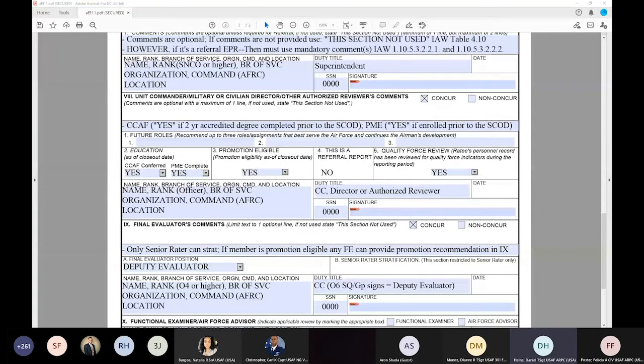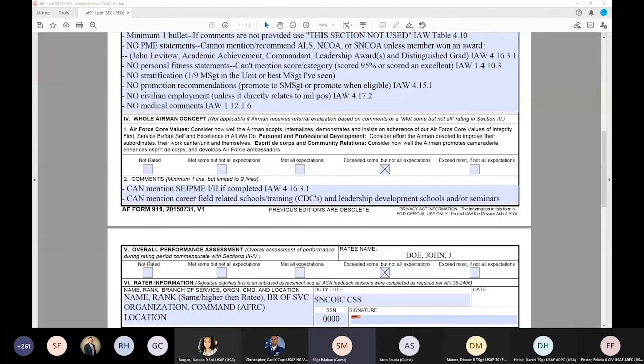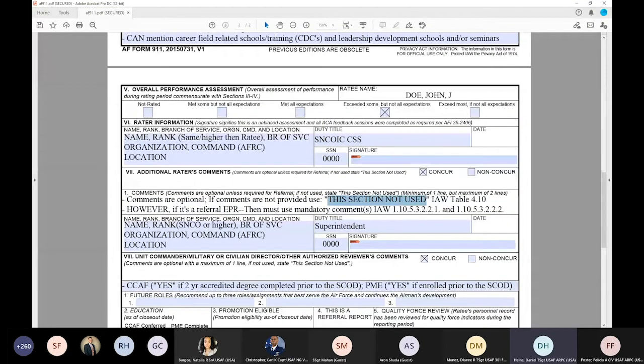I see Sergeant Mahan has their hand raised. Yeah, this is Sergeant Mahan with the 182nd Victoria. Where you have in the bullet area that the form never changed but the reg changed, this section not used, the reg still says to say this line intentionally left blank. Is it either or, or does it need to be what the reg says? Does that say only specifically for the 911s? Because when the new AFI came out, it should have been changed to this section not used.